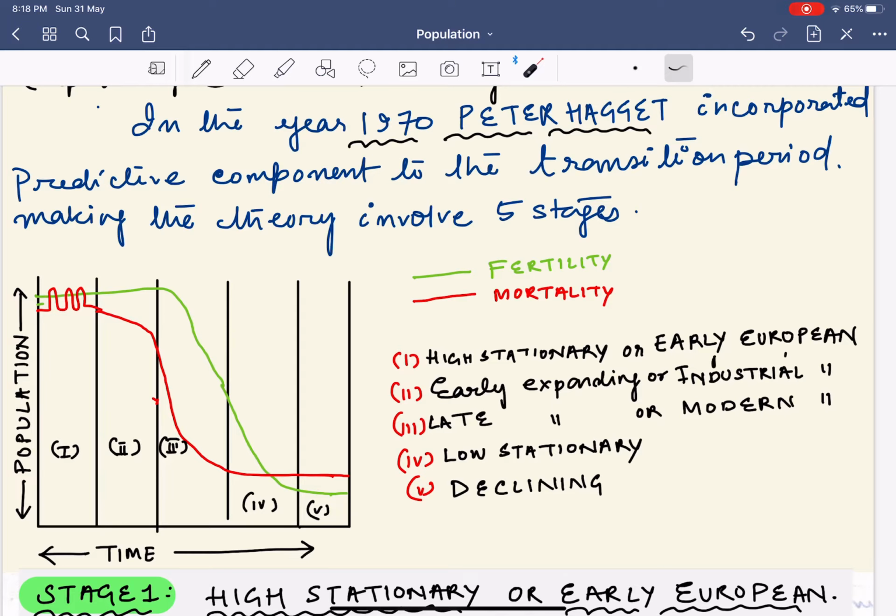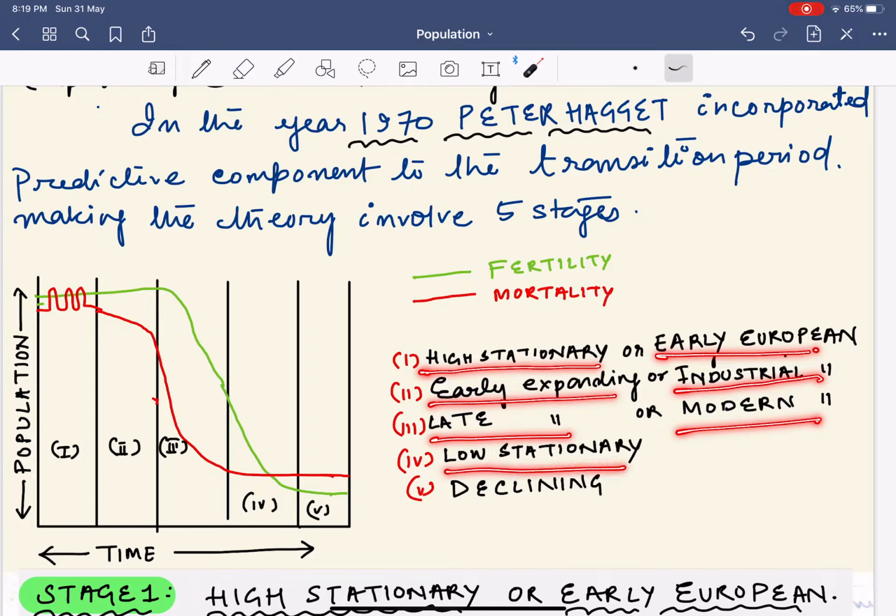See, this is your population diagram, this is your x-axis and this is your y-axis. In the y-axis we have represented time and in the x-axis we have represented population. The red line is nothing but your mortality, the green line is nothing but your fertility. The first stage is called the high stationary or the early European. The second stage is called the early expanding or the industrial European. The third stage is called the late expanding or the modern European. The fourth stage is low stationary, and last but not the least is your declining stage.